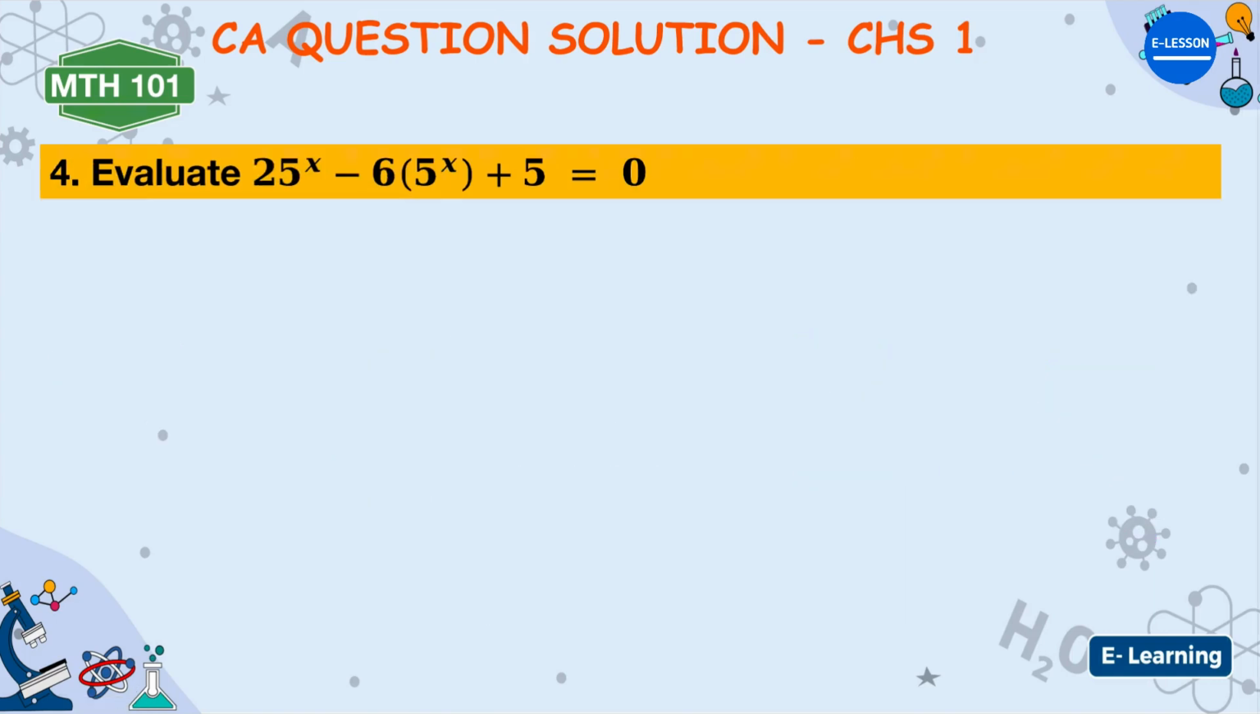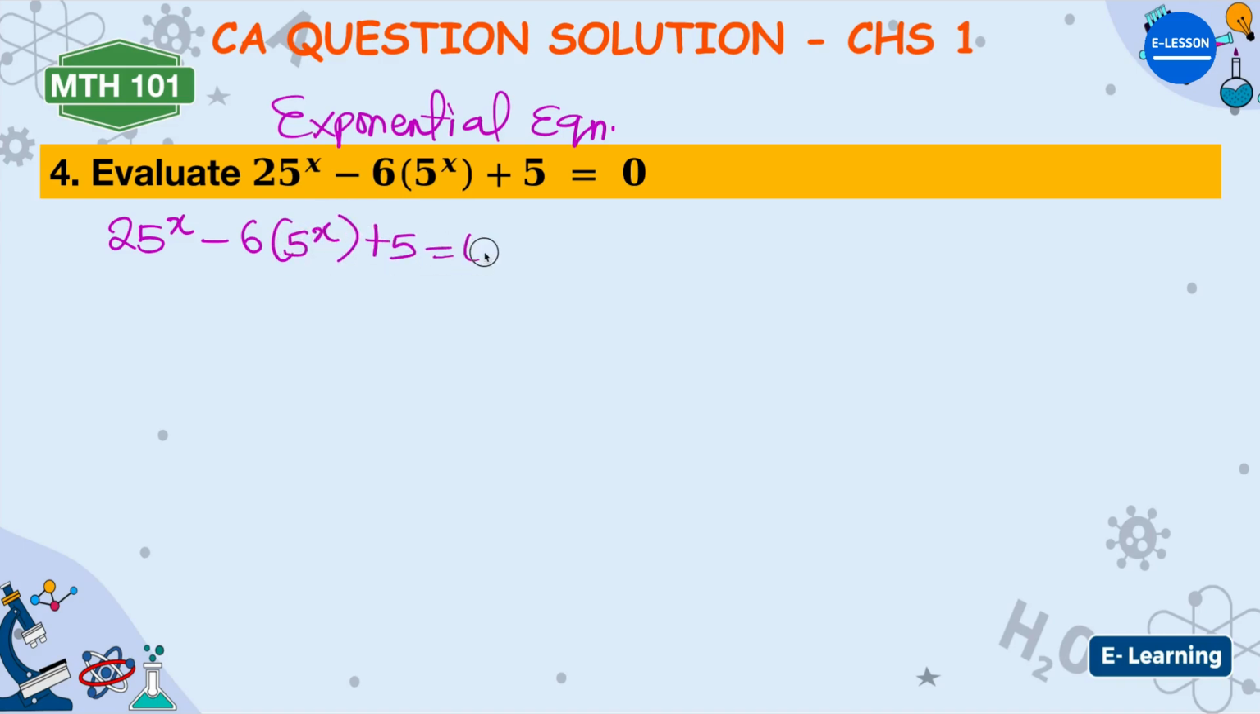Now, the next one. Evaluate this. This is an exponential equation. It's a very simple question. All right? Exponential equation. Now, it says that if you have something like this, 25 raised to the power of x minus 6 bracket 5 to the power of x plus 5 is equal to 0. 25 can also be written as what? 5 squared. Everything multiplied by x minus 6 bracket 5 to the power of x plus 5 is equal to 0.